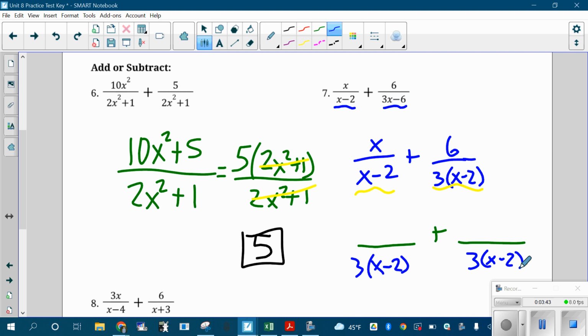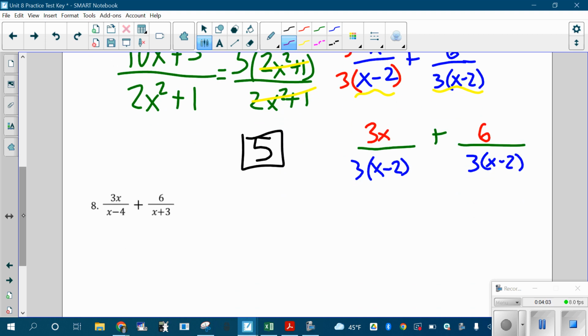Okay? If you look at your left fraction, we just changed the denominator by multiplying by 3. So what do I need to do to the numerator? Multiply by 3. If you look at the right fraction, I didn't do anything to the denominator, so I don't need to do anything to the numerator. Now that I have a common denominator, I'm going to add together the numerators and make it a single fraction.